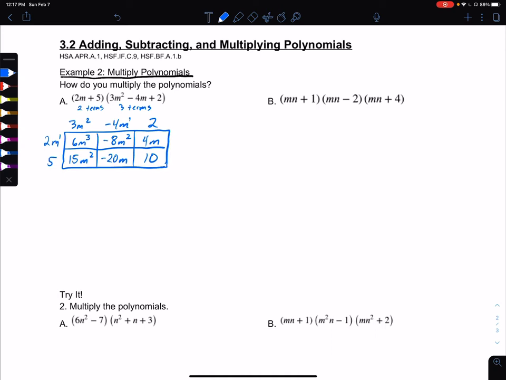From there, you just look for like terms. So I have these 2 match up, and these 2 match up. The other 2 are not like terms, so they'll just drop down. So I'll take that 6m cubed, bring that right down. 15 minus 8 is going to be a positive 7m squared. Negative 20 plus 4 is going to be negative 16m. And then that plus 10 comes down. I don't know why that m is not cooperating. There we go. And that would be our answer when we multiply these polynomials.